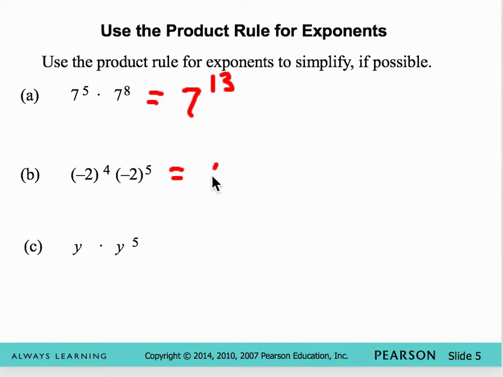This base is negative 2, so it stays the same. And add the exponents. 4 plus 5 is 9. This base is y, so it stays the same. Uh-oh, what's this exponent? Right, 1, right? If there's not an exponent written, it's understood to be a 1. So 5 plus 1 is 6.